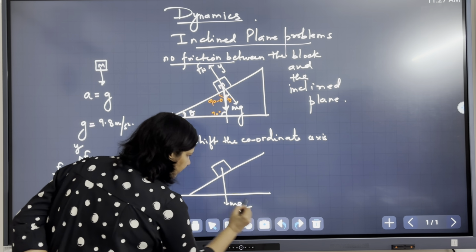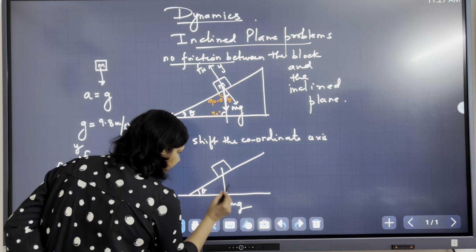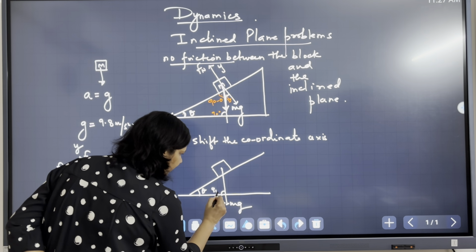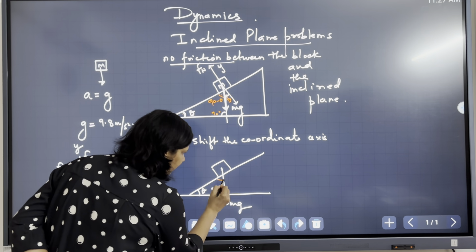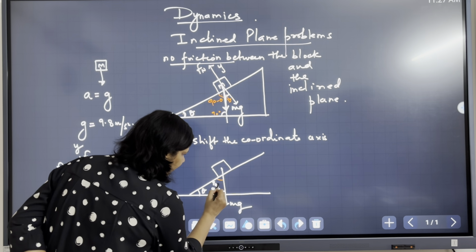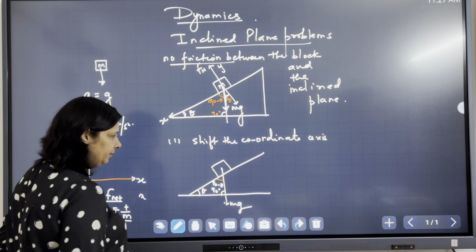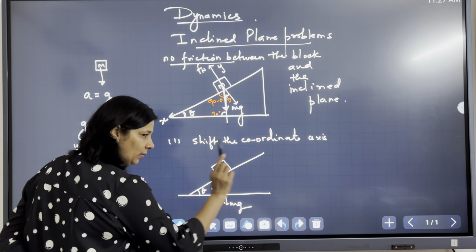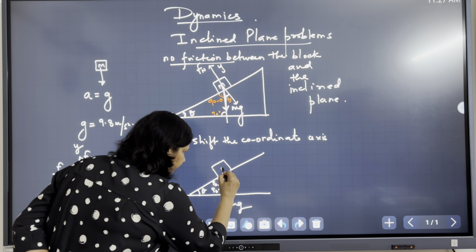This is mg. This angle is theta. This angle is 90, so this angle will be 90 minus theta. Correct? Because the sum of the three angles is 180 degrees.